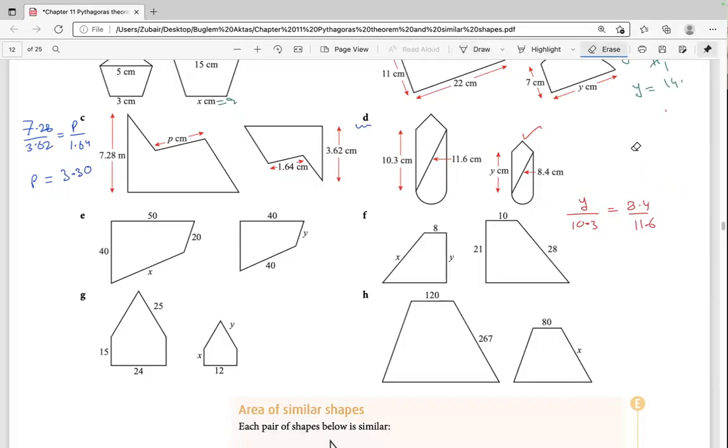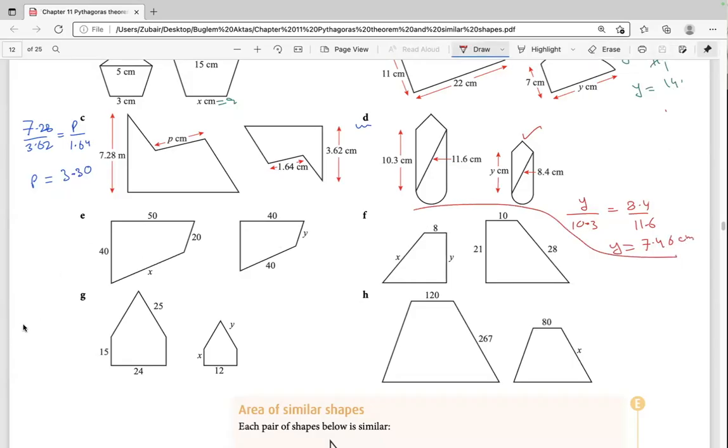10.3 times 8.4 divided by 11.6 I got is 7.458. I'm rounding it to 2 decimal places and I get 7.46. Do we get the same answer? Centimeters.